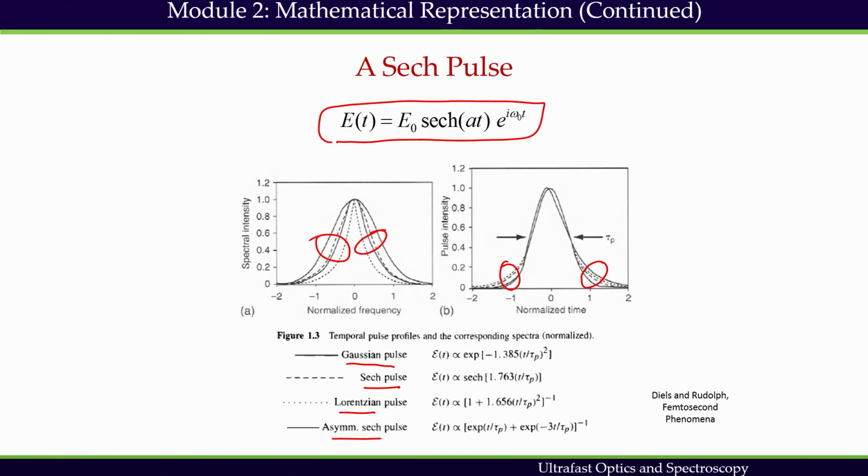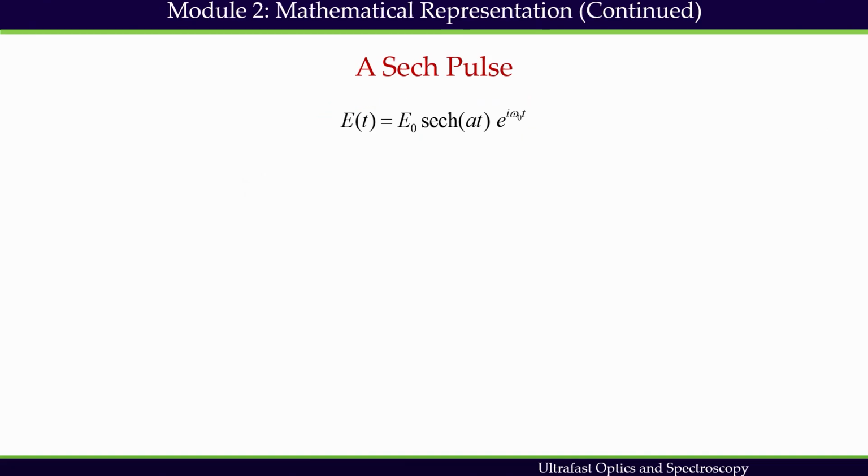We will continue this for the sec hyperbolic function, which can be represented by this, and it can be shown easily that the time bandwidth product for a transform limited sec hyperbolic pulse is given by delta nu delta t equals 0.315. So we'll try to find out how we get this number.